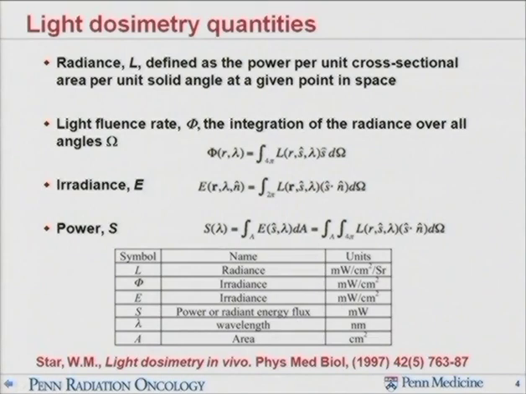And one associated quantity is the power of the light source. One can determine that by integration of irradiance over the area. But this is basically an inherent quantity that describes the light source being used in PDT treatment. So this is a summary of quantities: radiance, light fluence rate, irradiance, power of the source, wavelength, area, and the associated unit for each quantity.